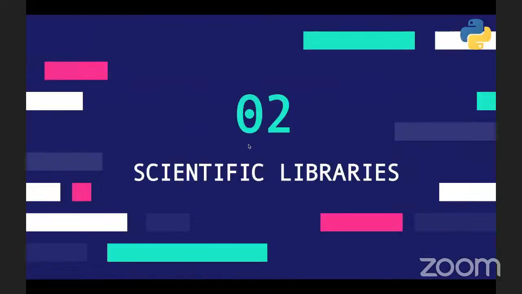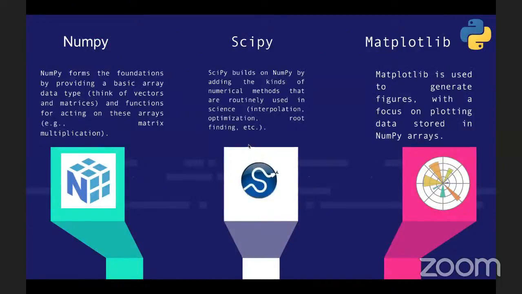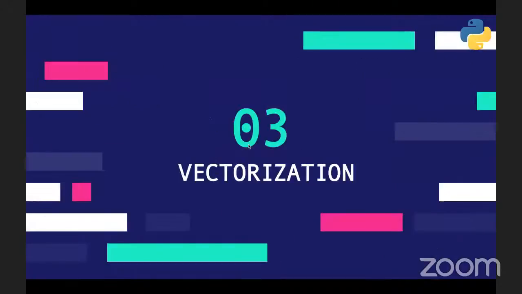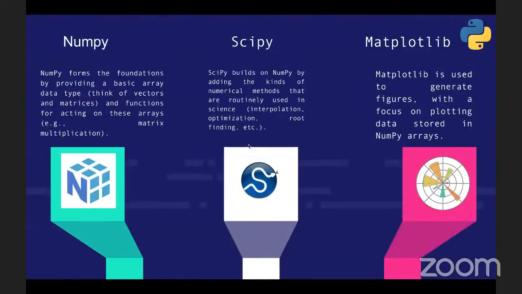Here, I spoke on Python scientific libraries: we have NumPy, SciPy, Matplotlib, Pandas, Numba, and SymPy. NumPy is basically used for arrays. SciPy is built on NumPy. Let's assume NumPy is a toolbox of 5 tools. SciPy went and got the toolbox and added about 5 other tools inside the toolbox, making SciPy have more tools than NumPy.